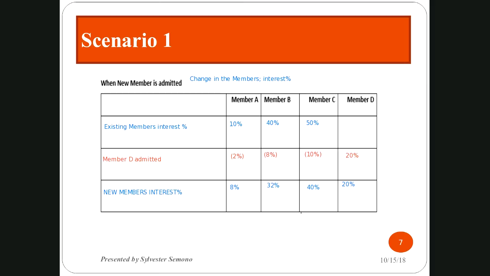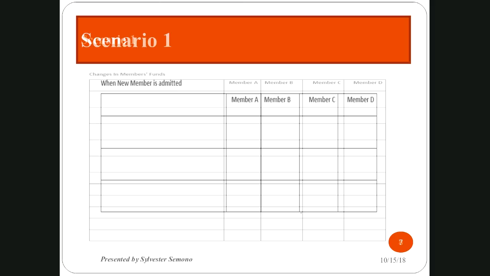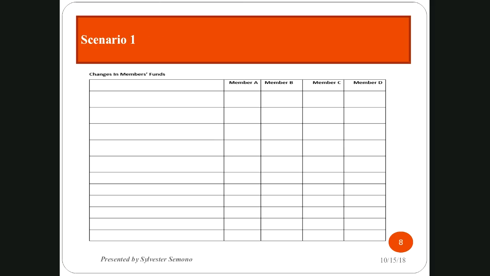So there must be a change around the retained earnings, but not a change around members' contribution. So I'm going to switch over to the next slide so that I can show you how to deal with the change in members' funds. So I'm going to use this table, guys. A little bit smaller, but bear with me.